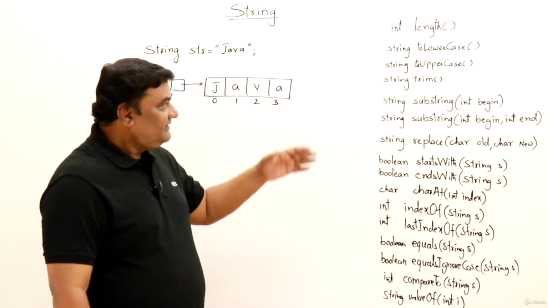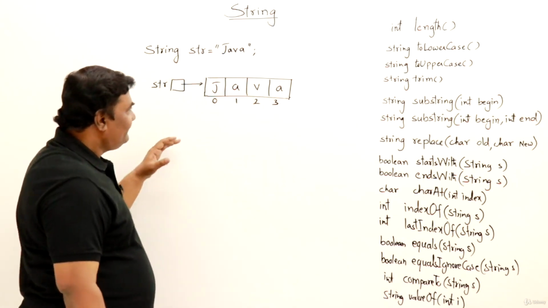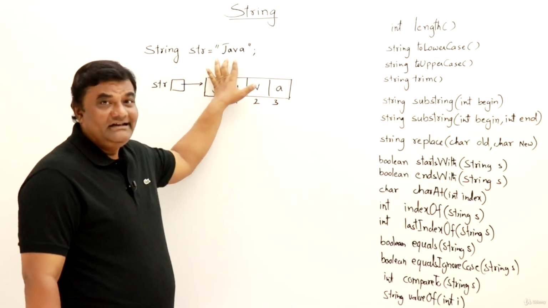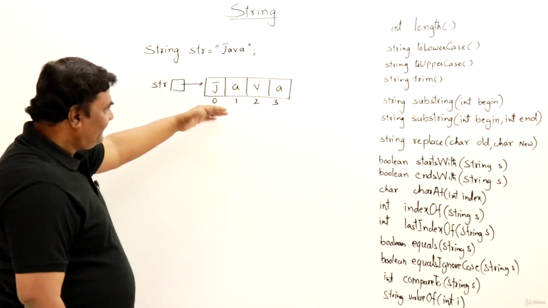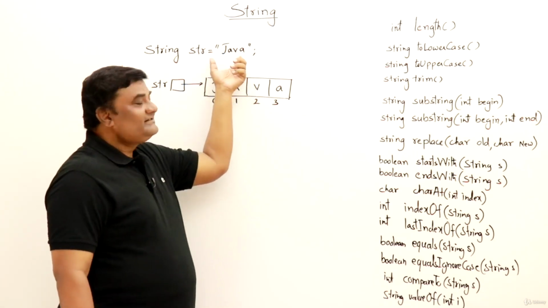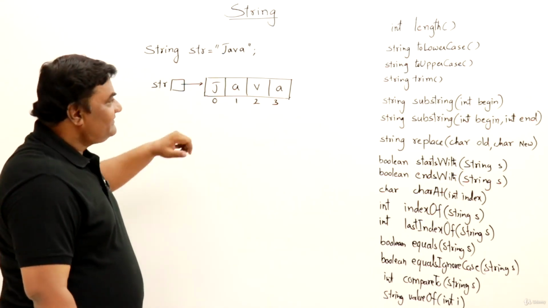Now let us look at all these methods one by one. For explaining the methods, I have taken one small example here. Already I have a string str, a literal Java. So you know very well where this object will be created. Yes, it is created in pool because this is a literal constant. It's not created in heap. Okay. Now let us see the method.